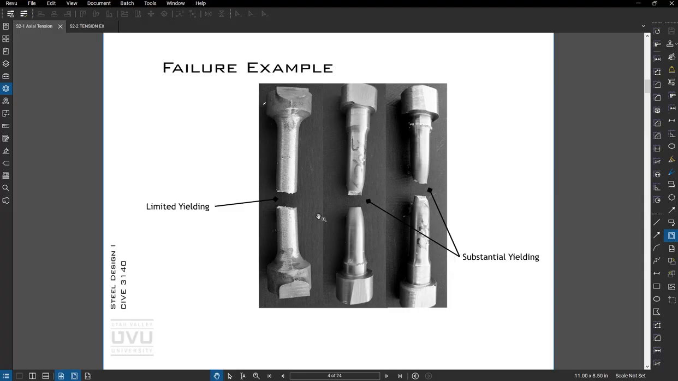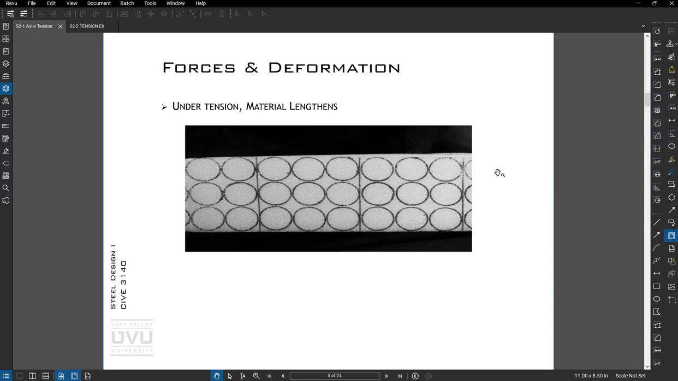So this behavior, where it can stretch for quite a ways, versus this, where it's loaded, reaches its ultimate strength and ruptures, can have very different practical effects on structural behavior. All right, under tension, when we pull on a piece of material, the material elongates. So these were originally circles. When I pulled on it, they turned into ovals.